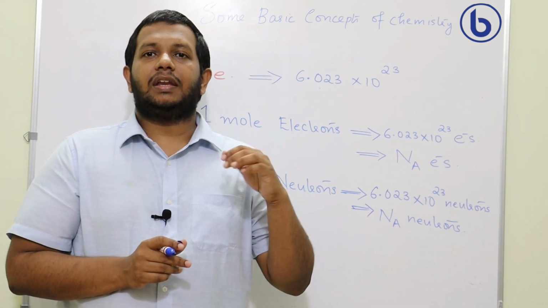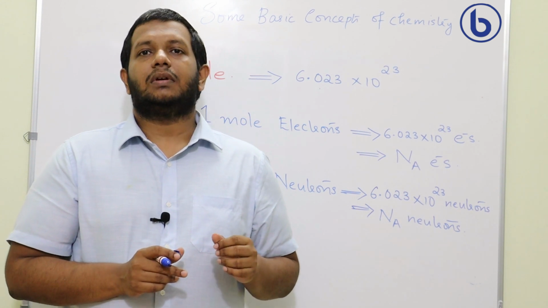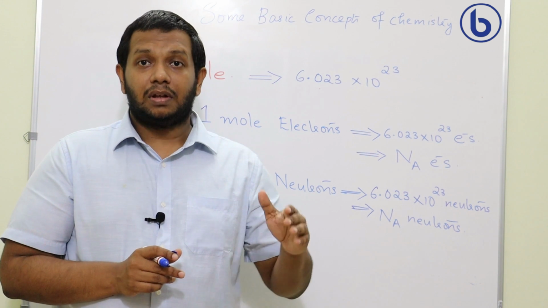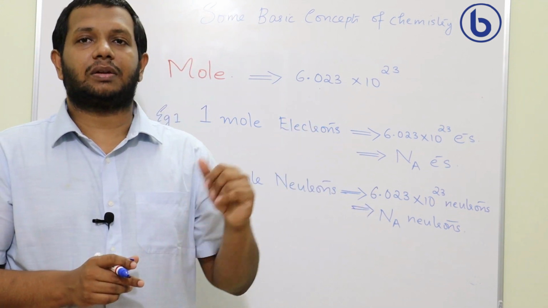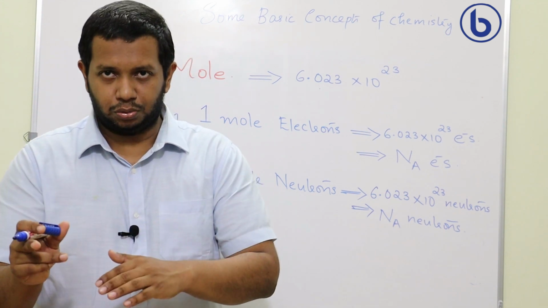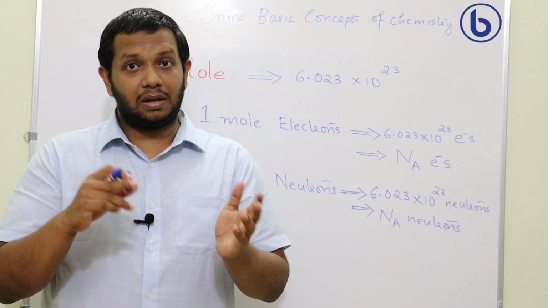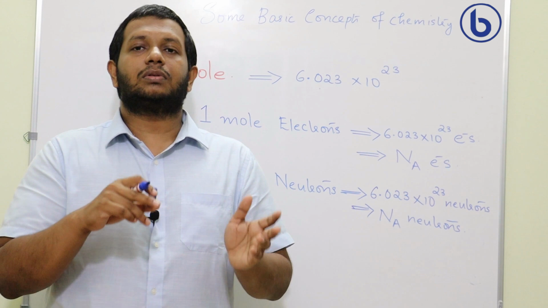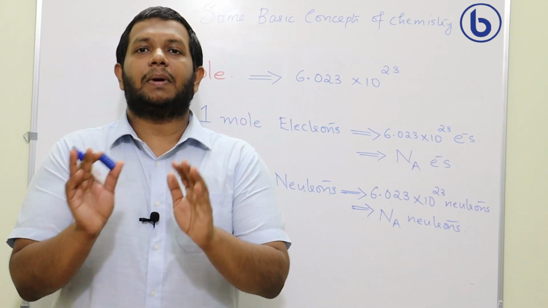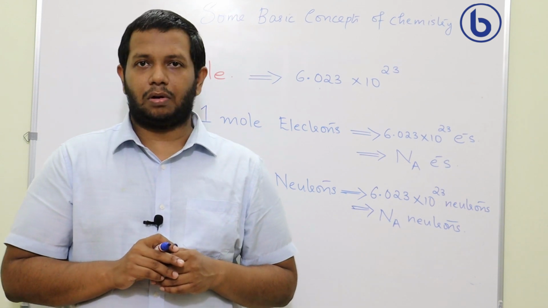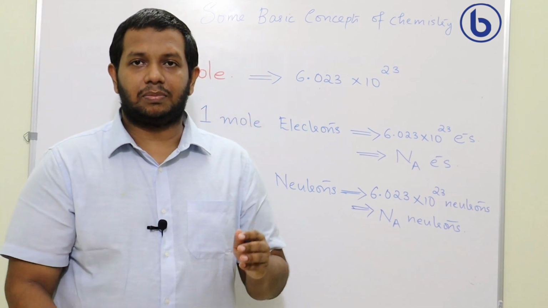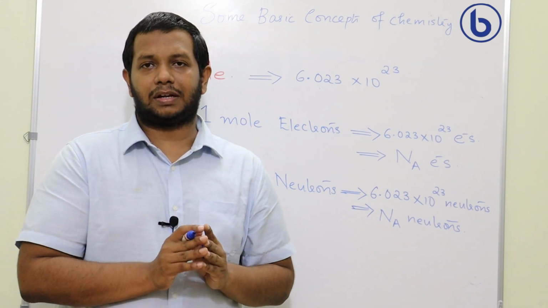And if somebody says I have 3 mole of magnesium atoms, what does that mean? That means 3 times, 3 mole means 3 times. So 3 into 6.023 into 10 power 23 magnesium atoms. Okay, hope you understood. Now I have introduced the term atom, that means the fundamental particle of matter.